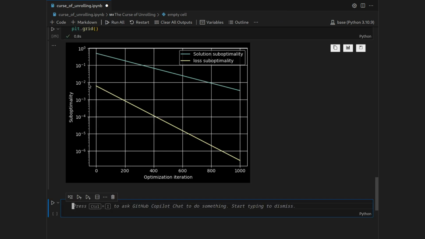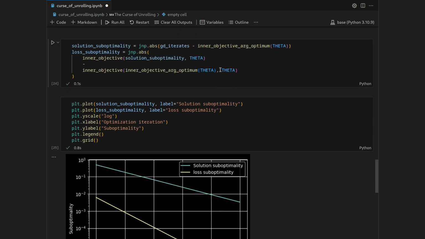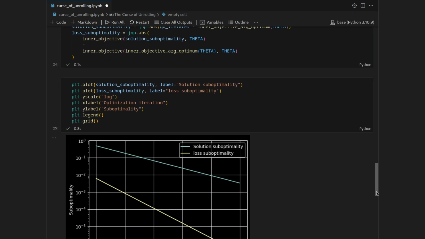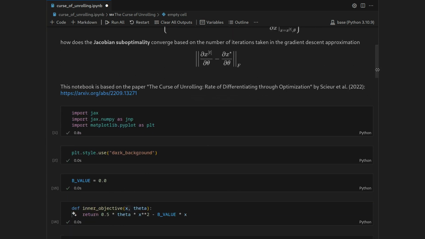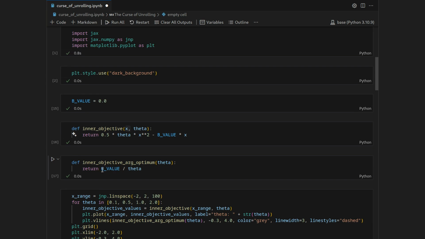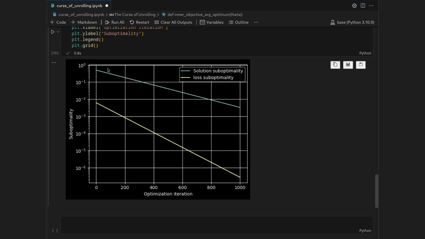So here we go. Let's first look at the solution suboptimality. In the beginning, our initial solution suboptimality is somewhere between 0.1 and 1.0, and that makes sense because the initial value that we start our optimization with is 0.5. And the analytical optimizer, if we set theta to a specific value, I mean here it actually does not matter which value of theta we choose, because if we select the b of 0, then the optimizer will always be 0, because then we have 0 divided by theta. So essentially in the beginning we are 0.5 away from the analytical optimum.